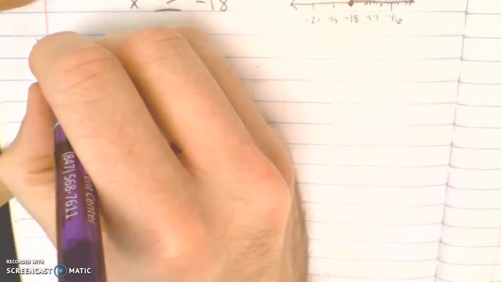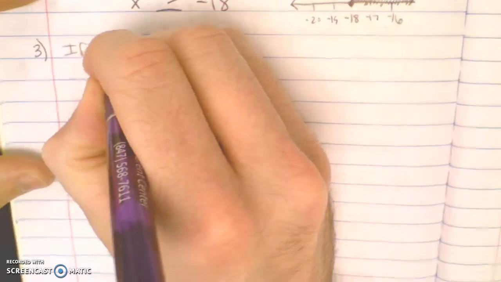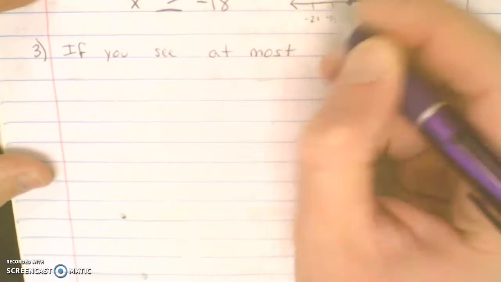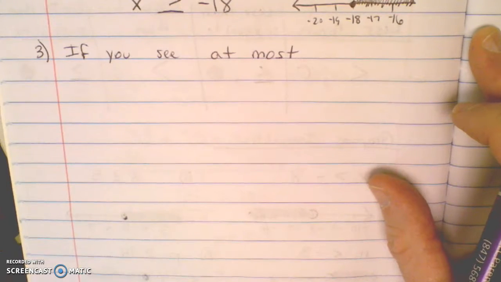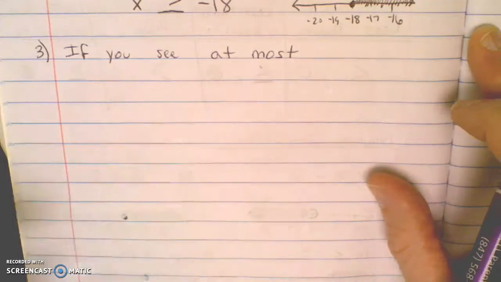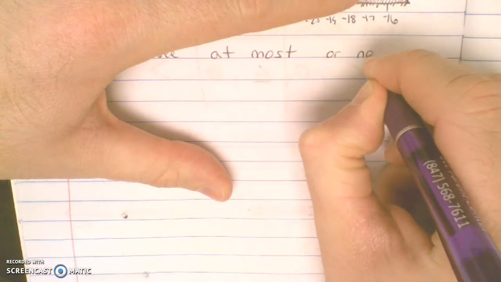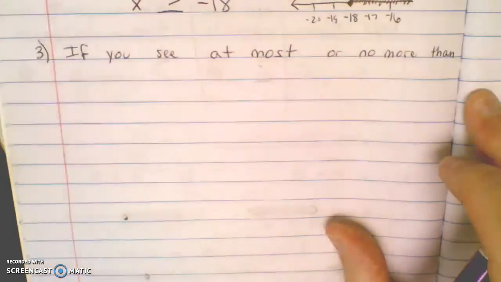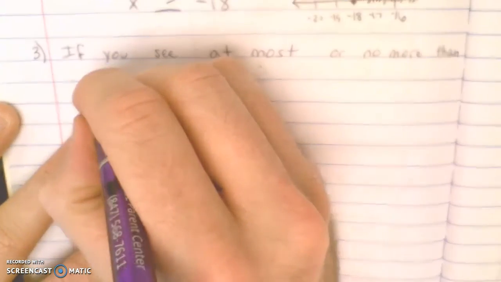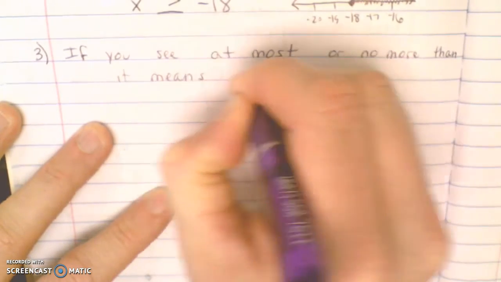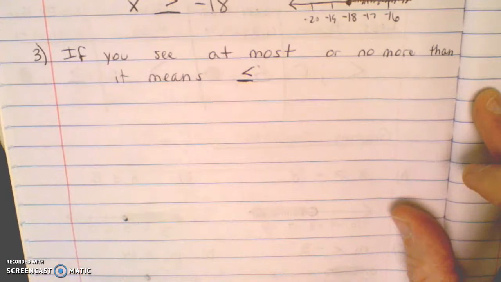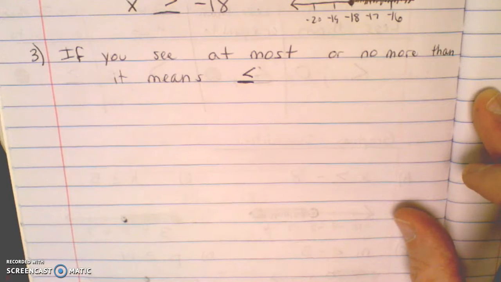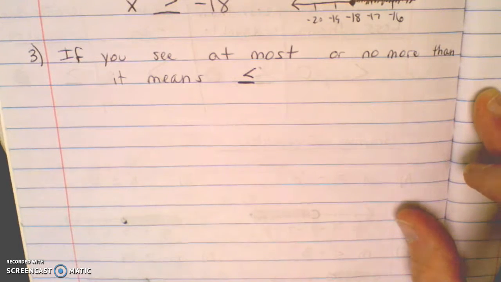Actually, two more examples. Just to help you, if you see the words at most, so if you see something is at most 40 or no more than, so if something is at most or no more than, it means the less than or equal to symbol. So if you see at most or no more than, it's the less than or equal to symbol. So if you're no more than 10, you're not going to be bigger than 10. Or if you're at most 40, you're not going to be older than 40.